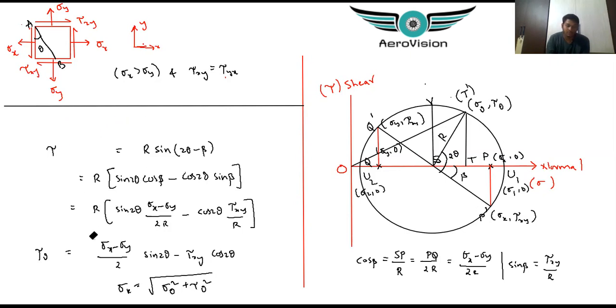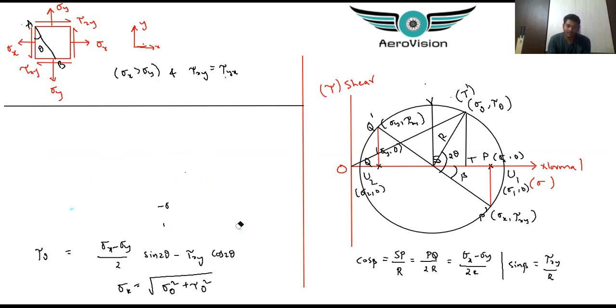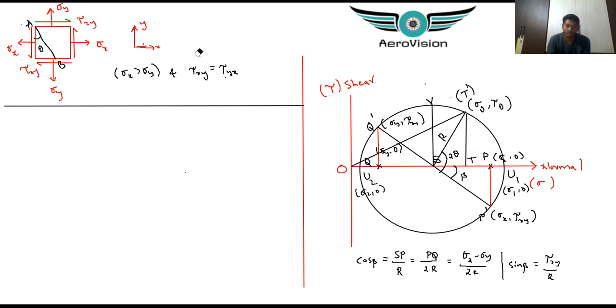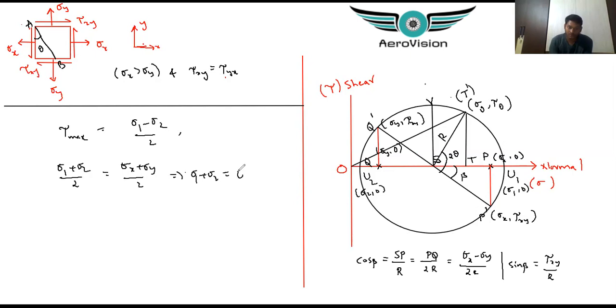You can obtain these values by differentiating also. If you differentiate tau theta with respect to theta, then you will get maximum shear stress equal to (sigma 1 minus sigma 2) by 2. We can obtain it graphically also. Graphically, the maximum shear stress will be equal to (sigma 1 minus sigma 2) by 2. And the midpoint of (sigma 1, 0) and (sigma 2, 0) is the same as the midpoint of (sigma x, 0) and (sigma y, 0). So (sigma 1 plus sigma 2) by 2 is equal to (sigma x plus sigma y) by 2. That implies sigma 1 plus sigma 2 is equal to sigma x plus sigma y.